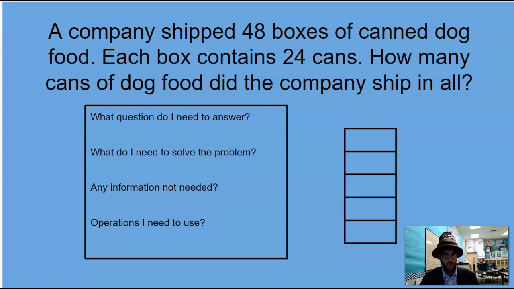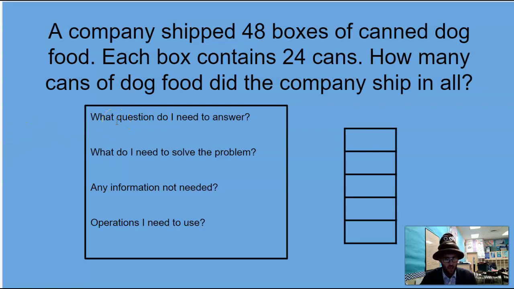Kind of in a poopy mood today because today's lesson is multiplication with word problems. So let's look at this first word problem here today. A company shipped 48 boxes of canned dog food. Each box contains 24 cans. How many cans of dog food did the company ship in all?